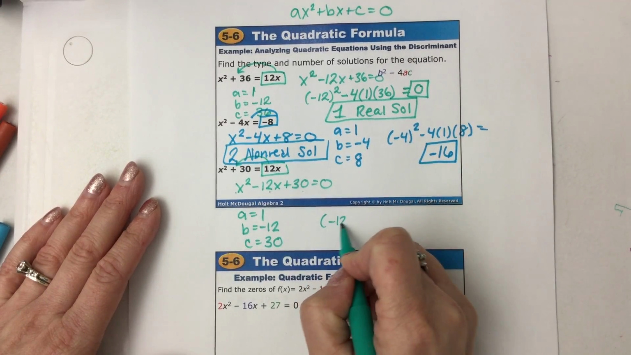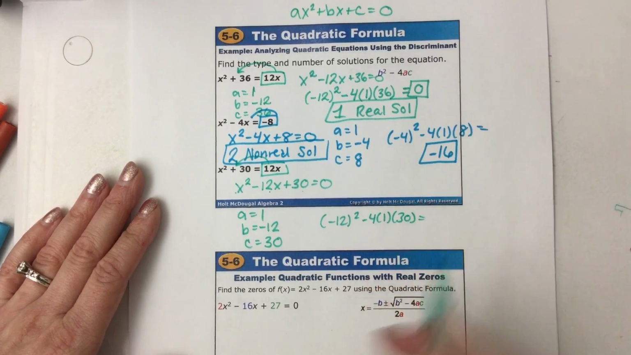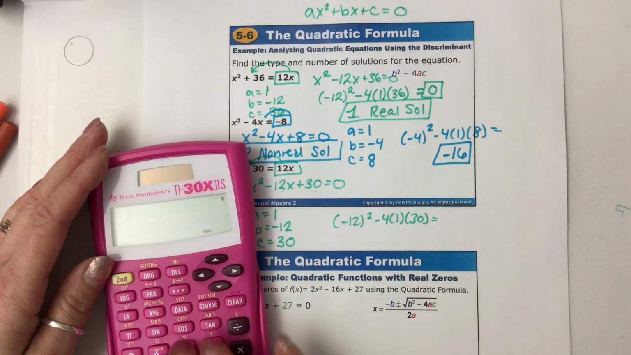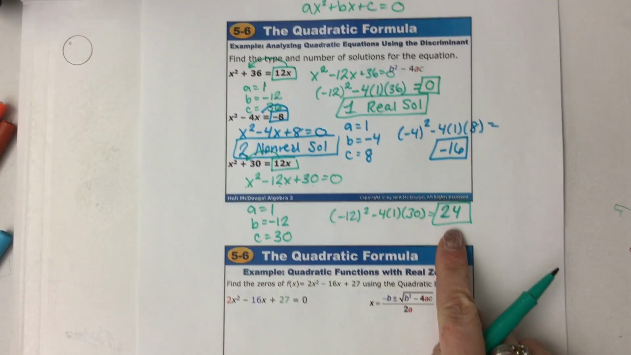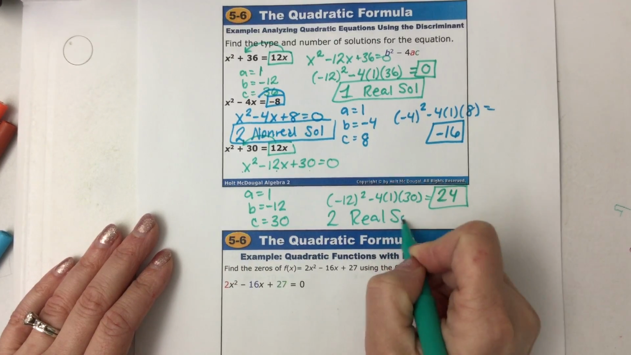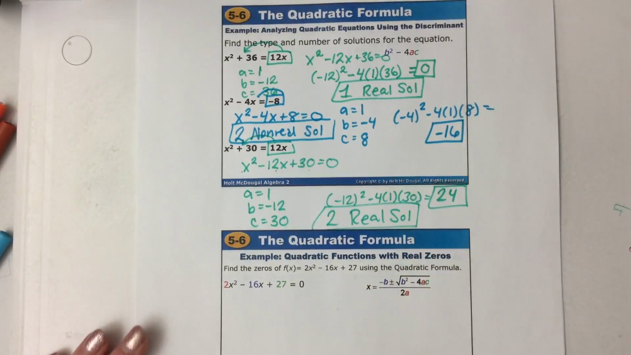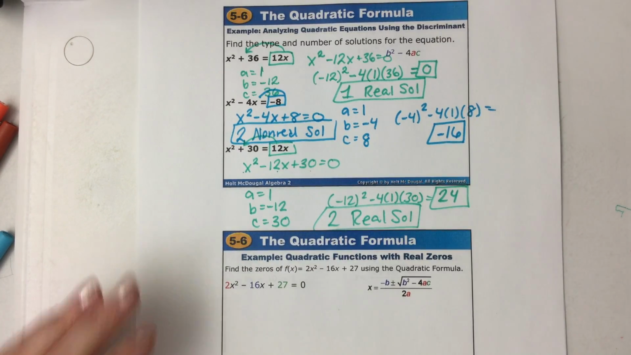If I calculate b squared minus 4 times a times c, that's the number that goes underneath the radical. Negative 12 squared minus 4 times 1 times 30. I get a positive 24. If this value is positive, we have two real solutions. That means that if you graph, this parabola would touch the x-axis at two locations.